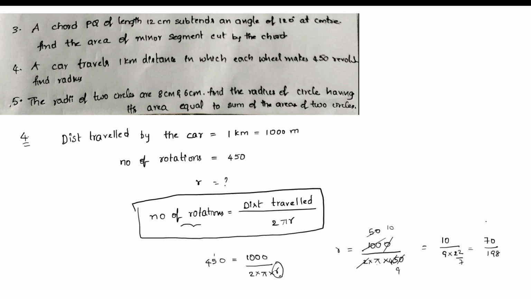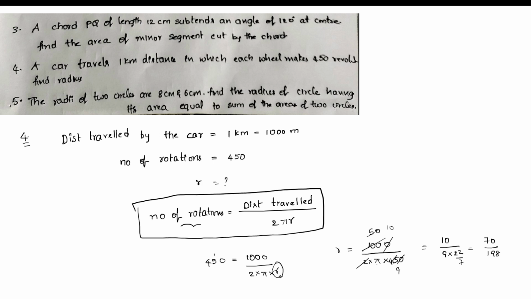That's it. Let me check. 450, 1000, 2 pi r. So 0 0 cancel, 50, 5, 9, 5, 20, 20 by 9, 10 by 9. Correct.